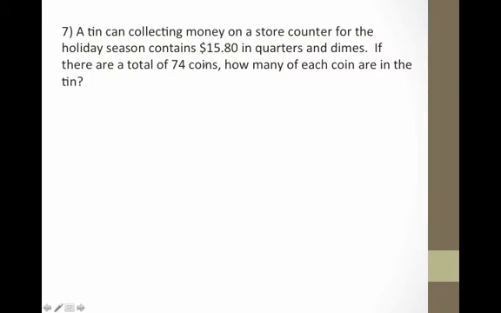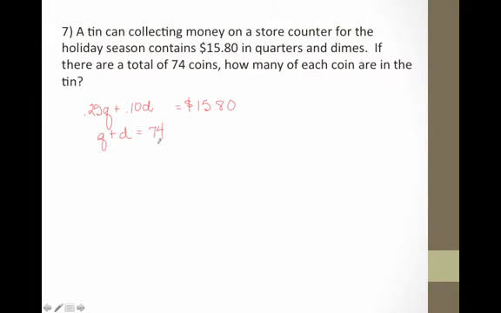So in order to have an equation where I have a value of $15.80, I need to place some values on the numbers of quarters and dimes that I have. So instead of just having the number of quarters, I'm going to have 25-cent quarters. And instead of just having dimes, I'm going to have 10-cent dimes. And those are going to equal $15.80. I also know that I'm going to have between my quarters and my dimes a total of 74 coins.